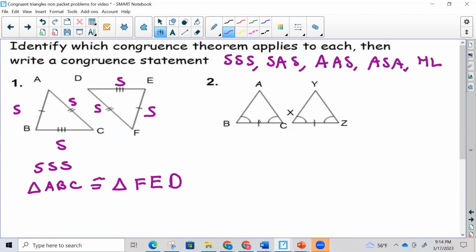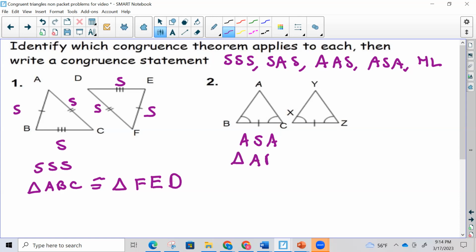And so what you want to look at is, is that side directly between the 2 angles? It's called an included side. It's included between those 2 angles. And that means that side touches both of those angles, which is true on both triangles. So this one is angle, side, angle. And again, the markings have to match up on the 2 triangles. And then I'm going to write the congruent statement.